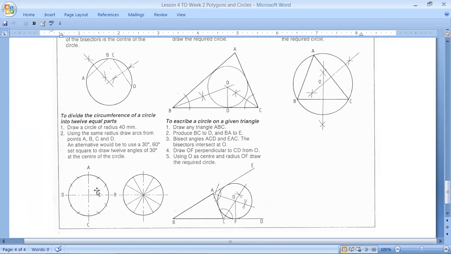When you want to divide a circle in 12 equal parts, you draw the circle, and then the same radius you use to draw the circle, you stand in here and cut here and mark here. You're going back to this point, stand in here and come here, mark here. You go in here, mark here, and go here.